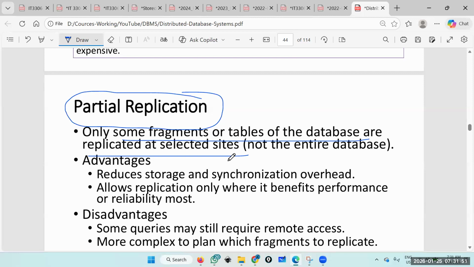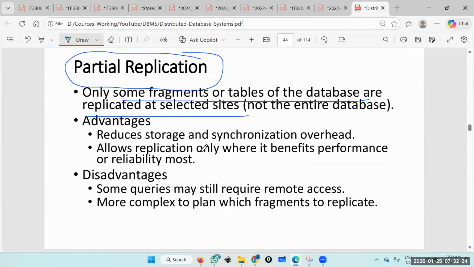So that means if you do it in a sensible manner, it will overall improve your performance at the same time without unnecessary overhead of synchronization, right? Because you don't need to synchronize everything like in full replication. At the same time, in your local site, there is data that you frequently need or that is more related to you. So that is partial replication. Because some data may be related to multiple sites, those things are replicated.